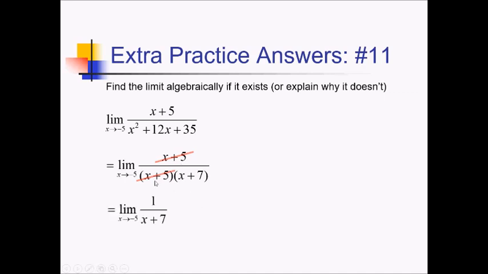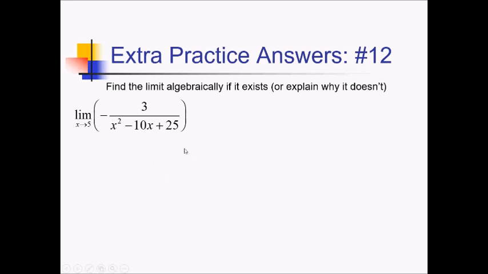And now if I plug in negative 5 for x, I'm not going to end up with 0 over 0 like I would have up there. So this is going to be 1 over negative 5 plus 7. And then that's going to end up being just 1/2.